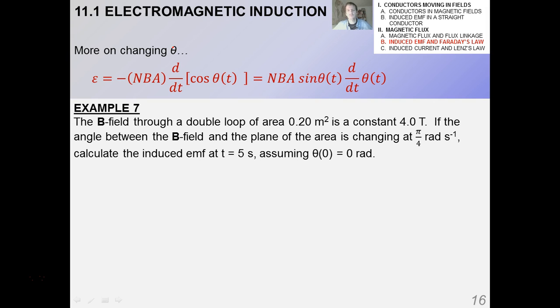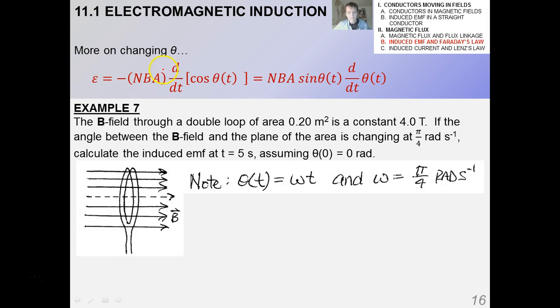So try this example before we end this video. The B field through a double loop of area 0.2 meters squared is a constant 4 Tesla. The angle is changing at pi over 4 radians per second. Calculate the induced EMF at 5 seconds. At exactly 5 seconds. Remember, in the previous problem I talked about the average induced EMF. Now I'm talking about the induced EMF at exactly 5 seconds, okay? Because it's periodic and a trigonometric function, it's not constant, right? And I'm assuming that at t equals 0, the angle is 0, okay?